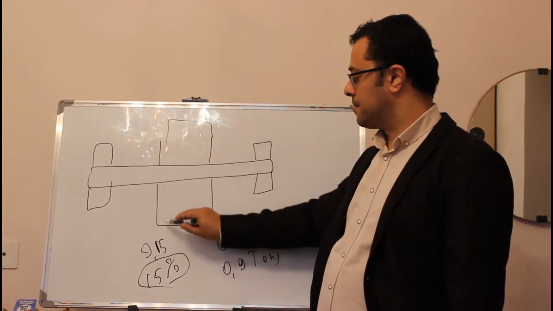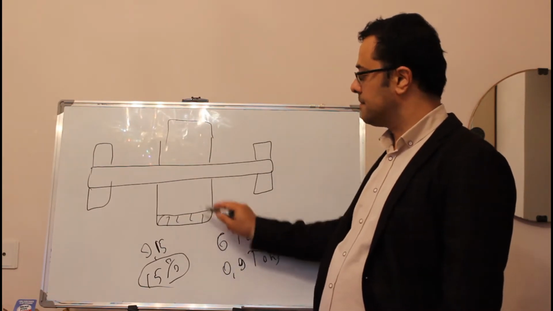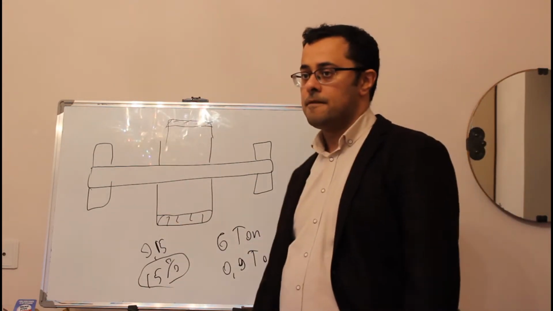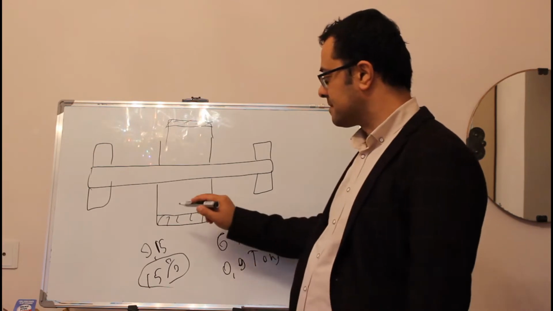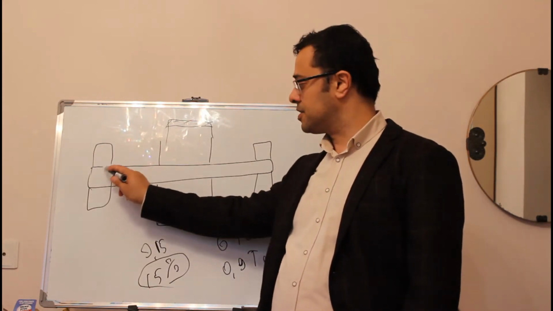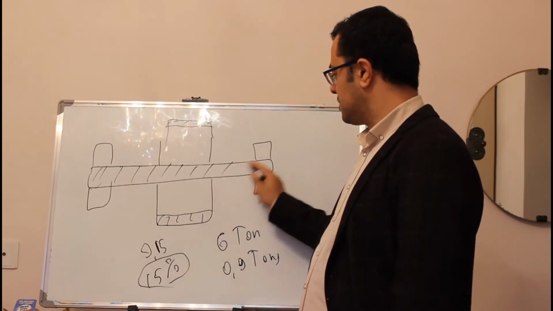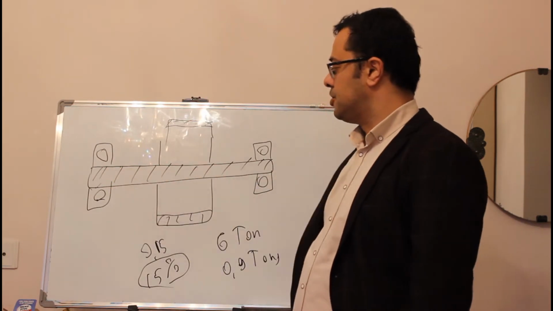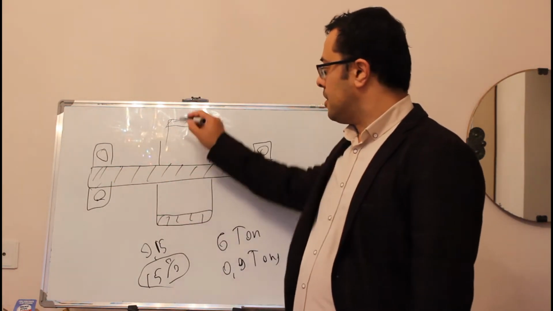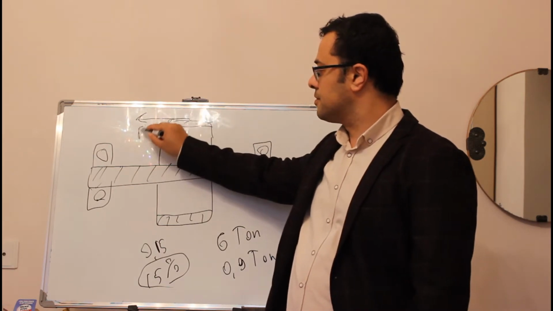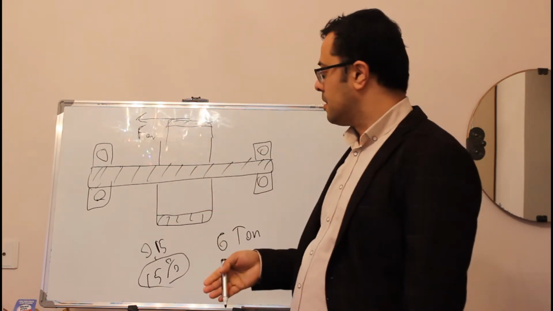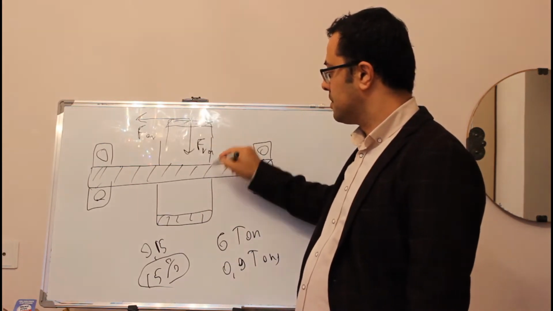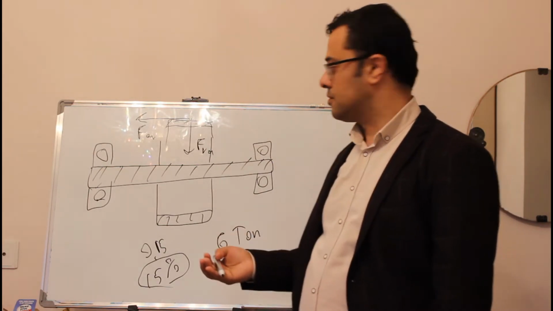So let's say you put your gear here. This is your gear. It has teeth, and of course you have forces. It's a side view, a cross section. There are balls. This is the gear. You have axial force, radial force, and tangential force.